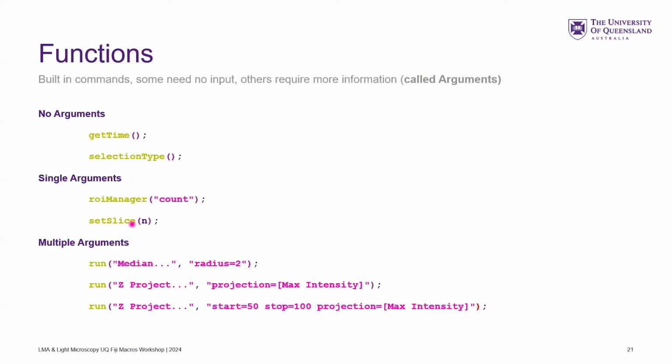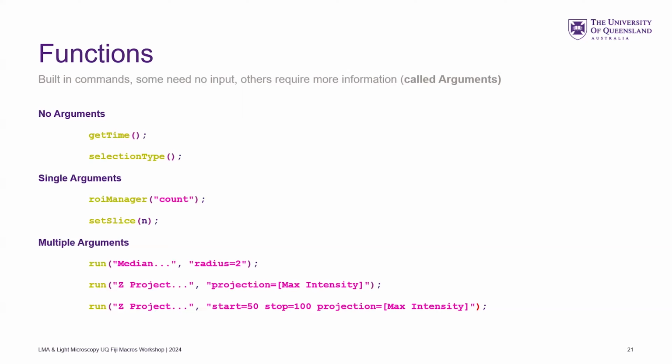There's set slice. So if you need to go to a certain frame or a certain slice, you can tell it. So here I'm giving it a variable, and I've probably defined that somewhere else. But you could just say, go to slice 5. That's probably not good though, because if you open an image with 4 slices, it would crash.